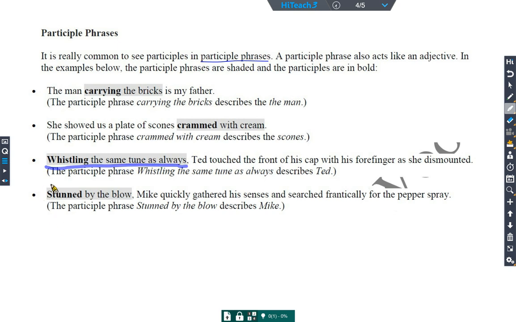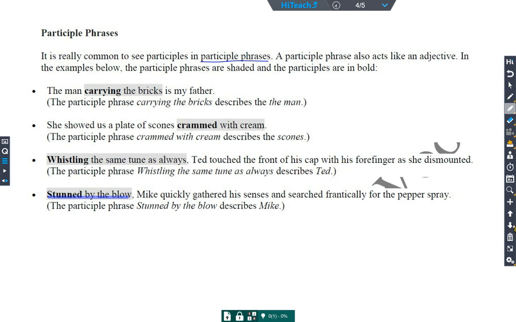Then how about past participle phrase? So stunned by the blow, Mike quickly gathered his senses and searched frantically for the pepper spray. So this one describes Mike. So stunned by the blow. So it actually carries the passive meaning here as well. So except from present participles and past participles, do we have another type?